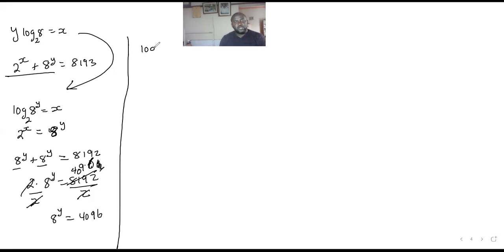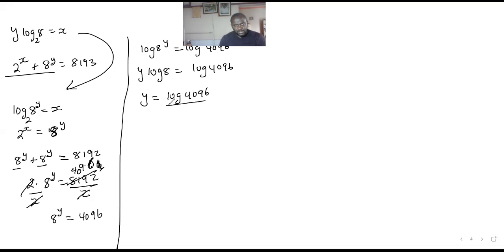I can introduce log on both sides. Log of y is equal to log of 4096. Y log of 8 is equal to log of 4096. Therefore, y is equal to log of 4096 over log of 8. Calculator, get me the answer. 4. 4.